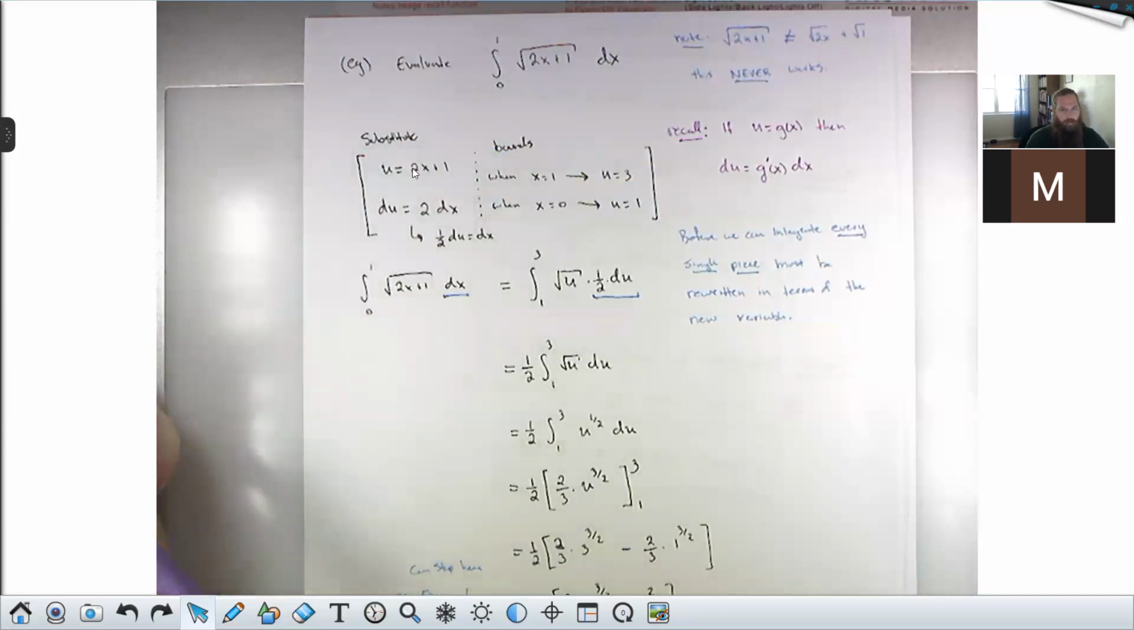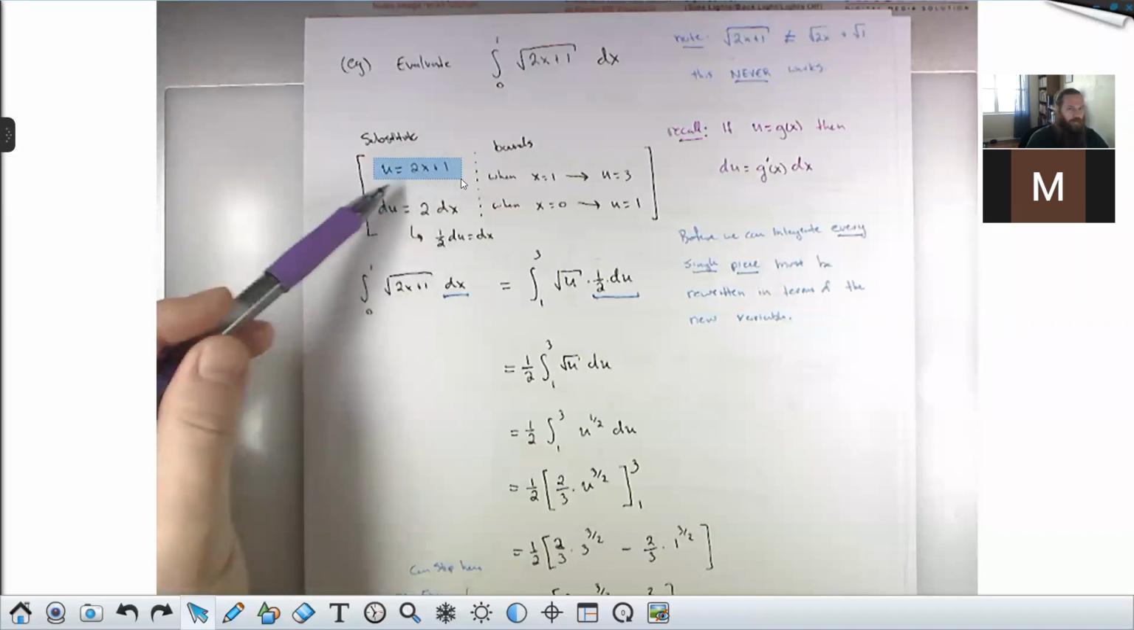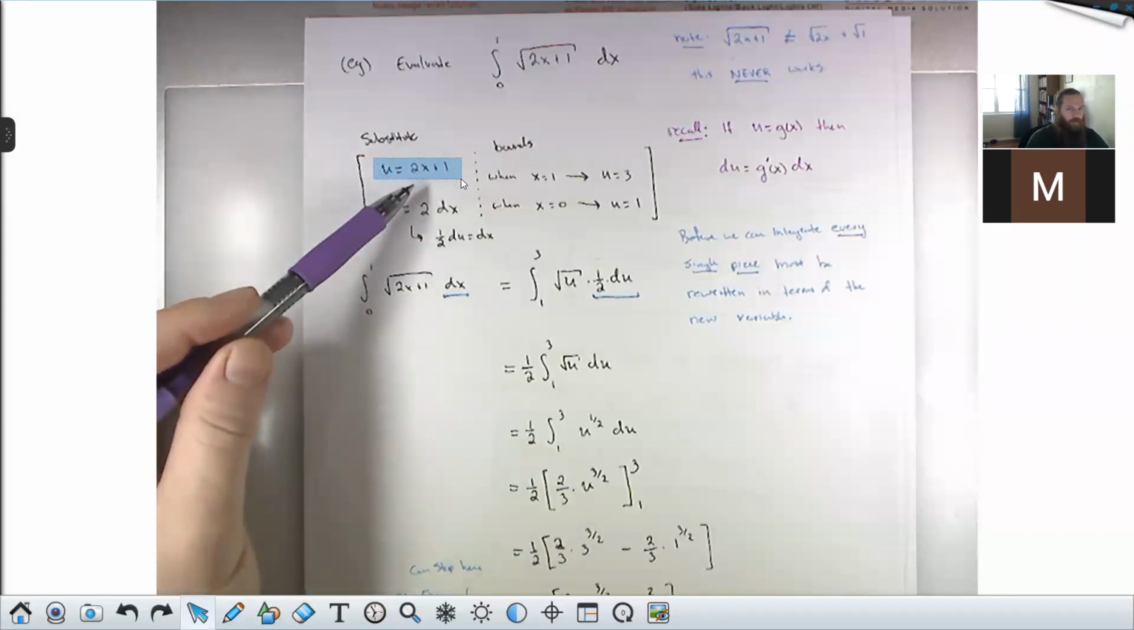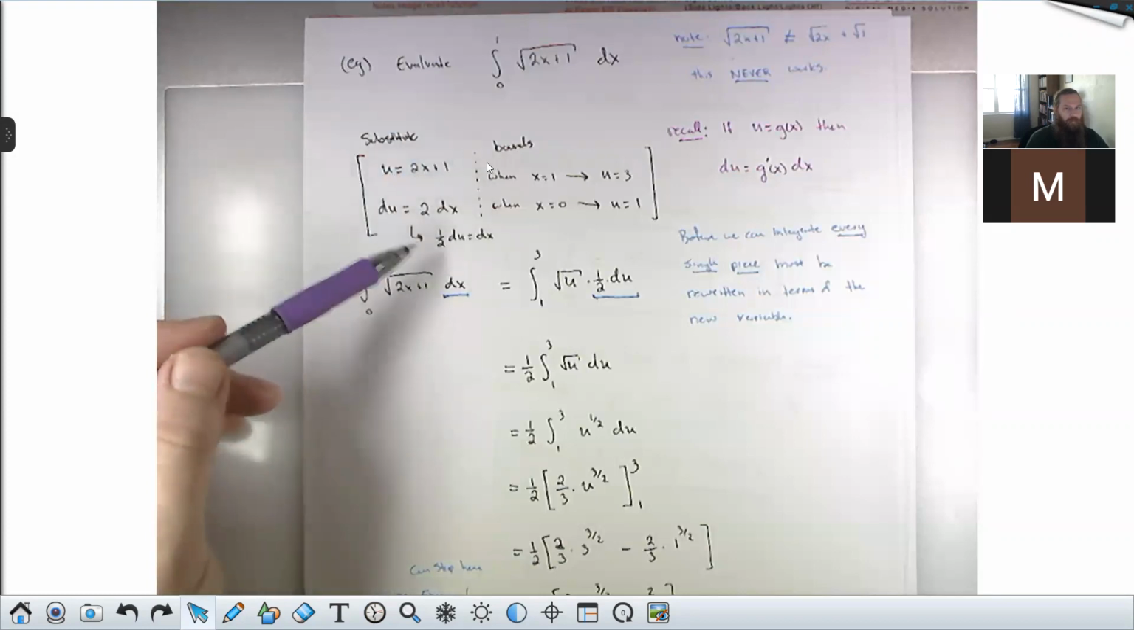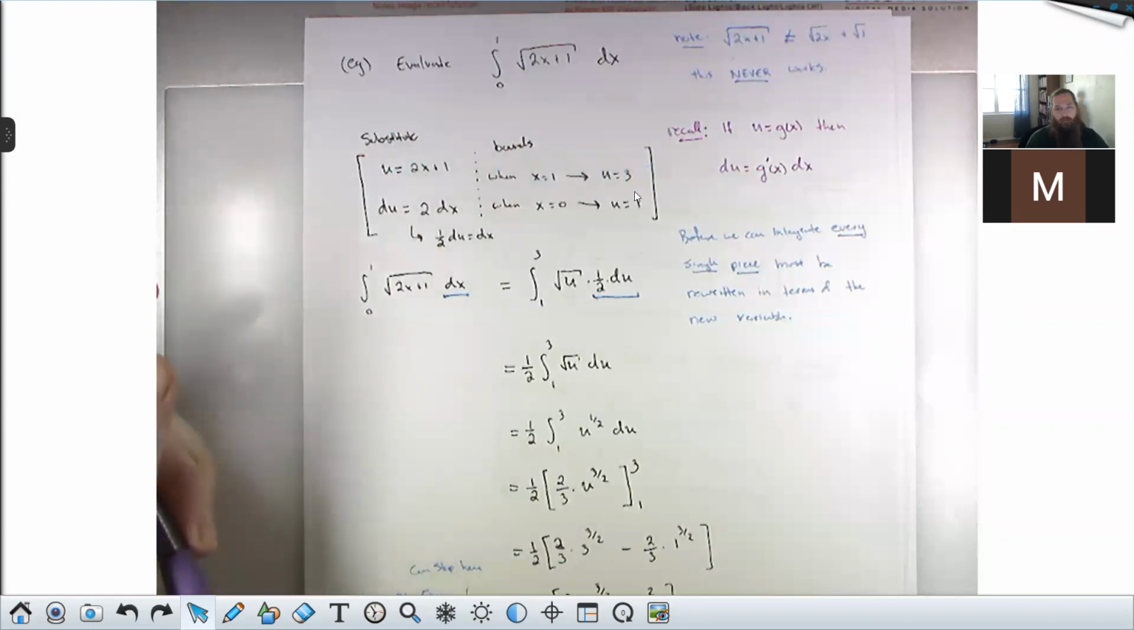I do the same thing with the upper bound. When x is equal to 1, what is u? Well, I plug it in here. If I plug a 1 in here, I get u equals 2 times 1 plus 1, which is 3. So my old upper bound was 1, and my new upper bound is 3. So these tell me the new limits of integration. They tell me the things that are going to be replacing the 0 and 1 here.